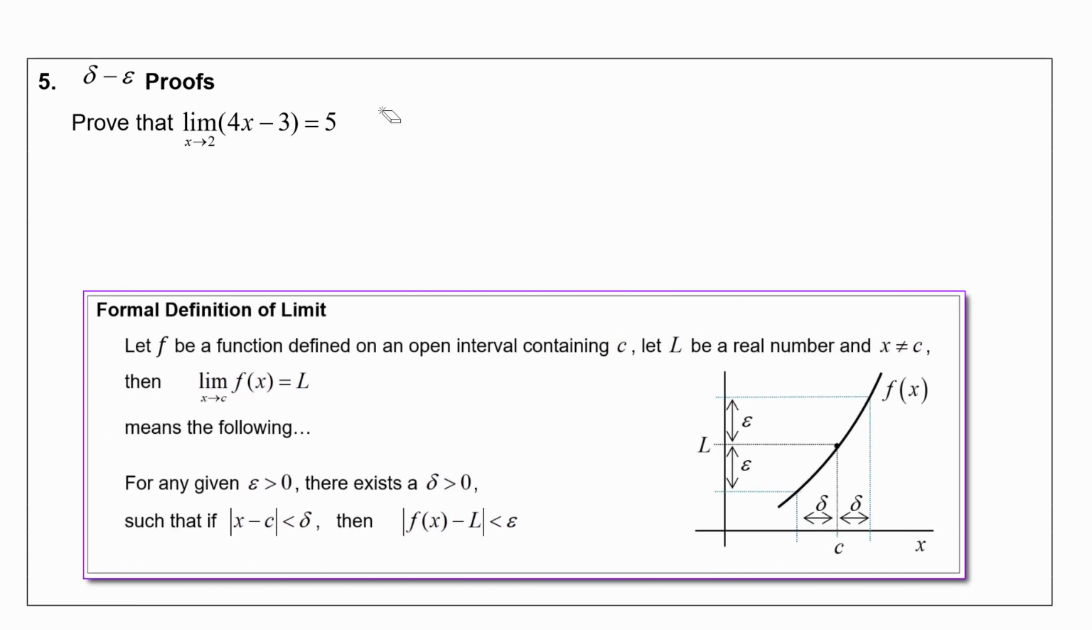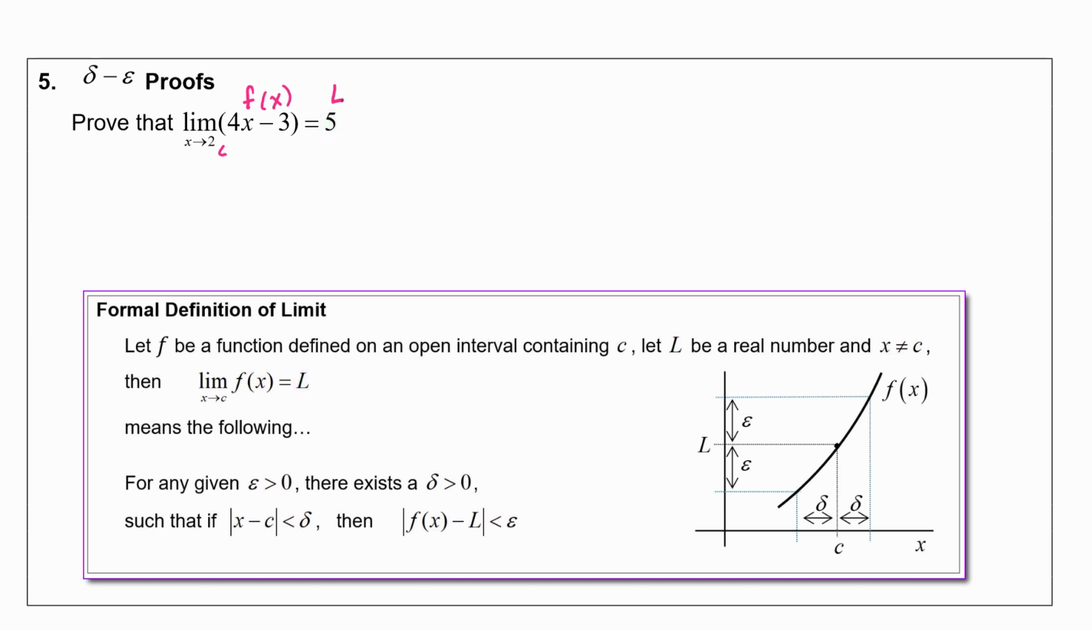And we see in this limit, x is approaching 2. So remember that that is c. So c is 2. This 4x minus 3 is f of x. And 5 is L.